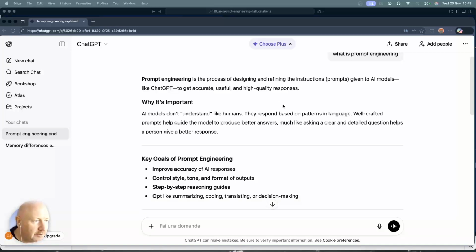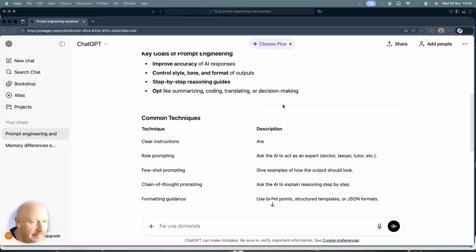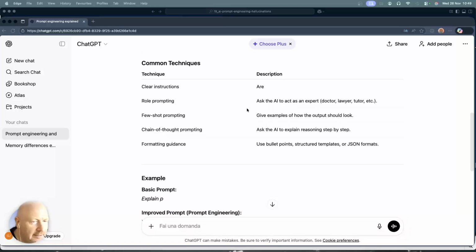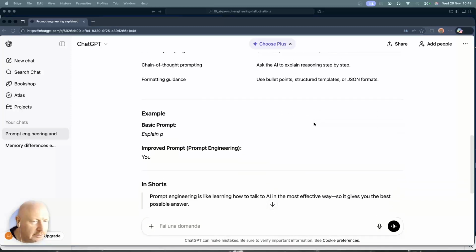So, prompt engineering, it is a big subject, and some of the common techniques are clear instructions and role prompting. So ask the AI as an expert. So, pretend you're the doctor, pretend you're a travel agent, pretend you're a lawyer, pretend you're a tutor. Then few shot prompting. So, give examples of how the output will look.